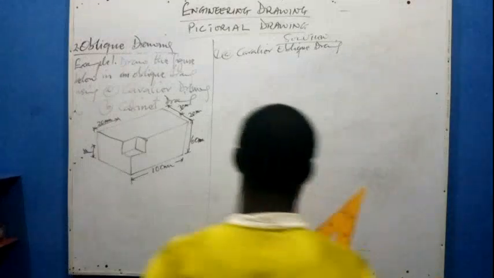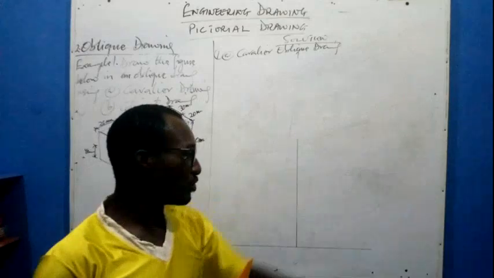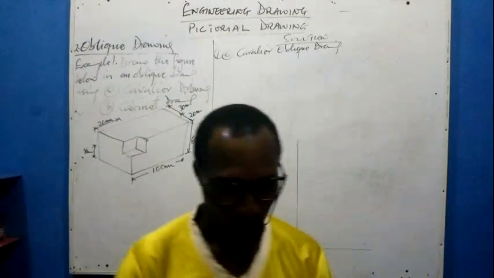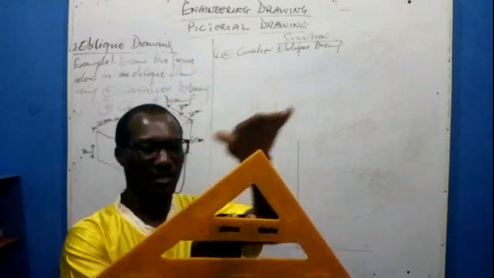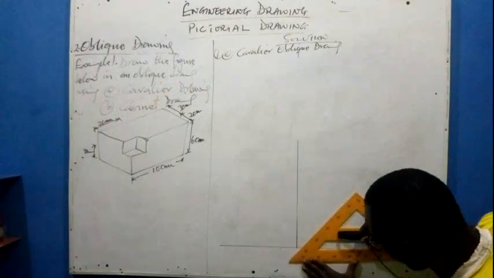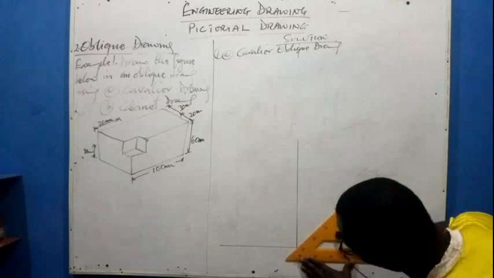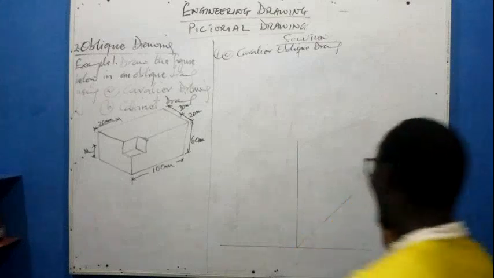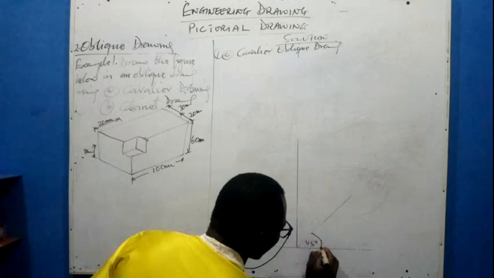Now this means that I want my receding line, or the inclined plane, to come in this direction. I want to use the 45 degrees set square. This is the 45 degrees set square, this angle or this angle. So I'll place it exactly, with my reference line here. Now I have gotten my 45 degrees.